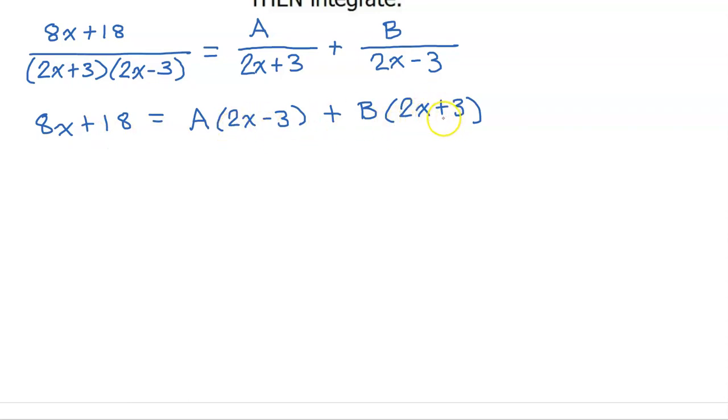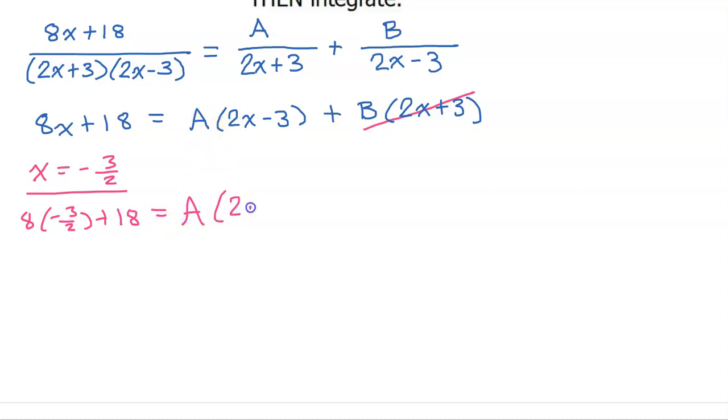If we set 2x plus 3 equal to 0 and solve, we get negative 3 over 2. So let's start by letting x equal negative 3 over 2. Remember, that will cause this factor to equal 0. So that means this time around, this factor is going to disappear. On the left-hand side, we have 8 times negative 3 over 2 plus 18. And this will equal a times 2 times negative 3 over 2 minus 3.